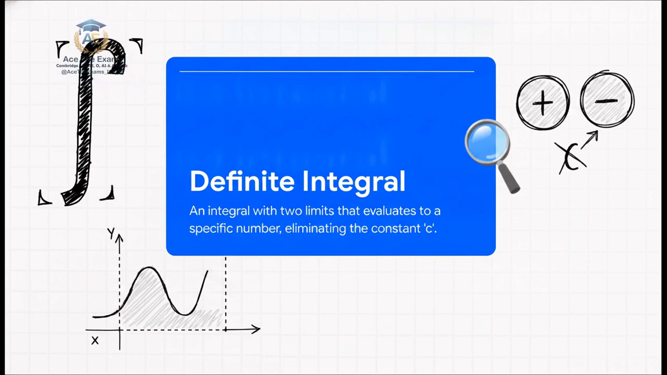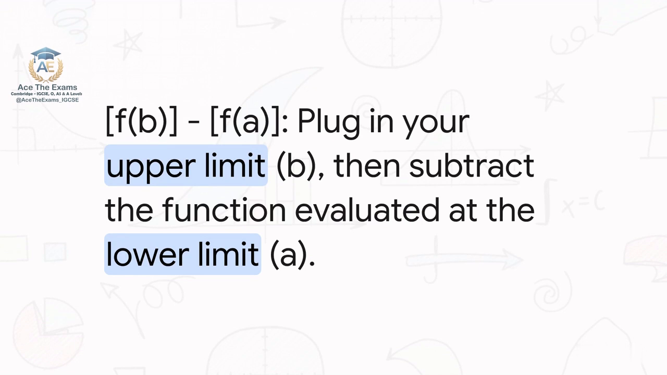And the absolute best part, by giving the integral a specific start and end point, we no longer need the arbitrary constant c at all. Because mathematically, it just simply cancels itself out when we do the subtraction. And here is exactly how that calculation works.